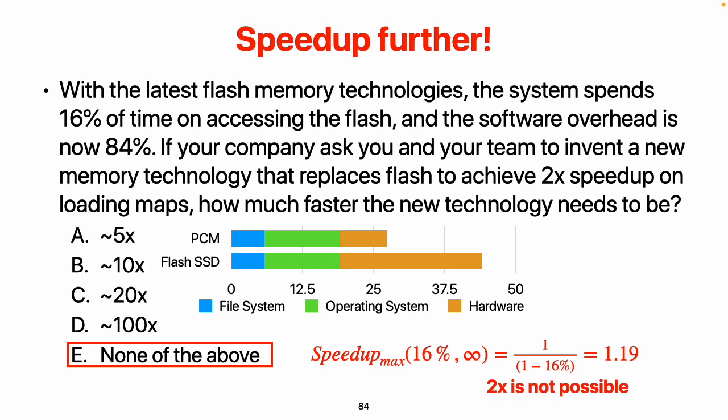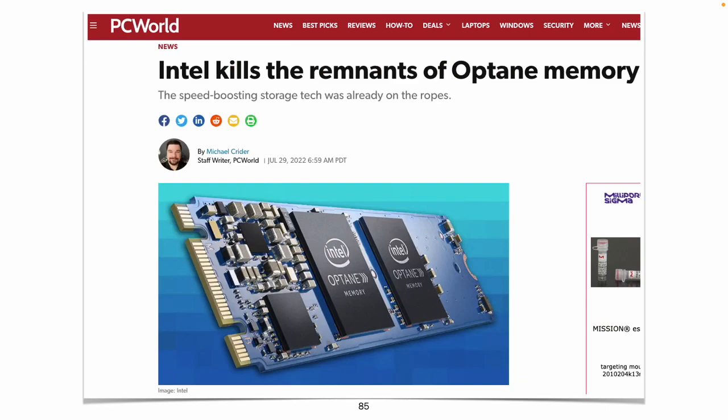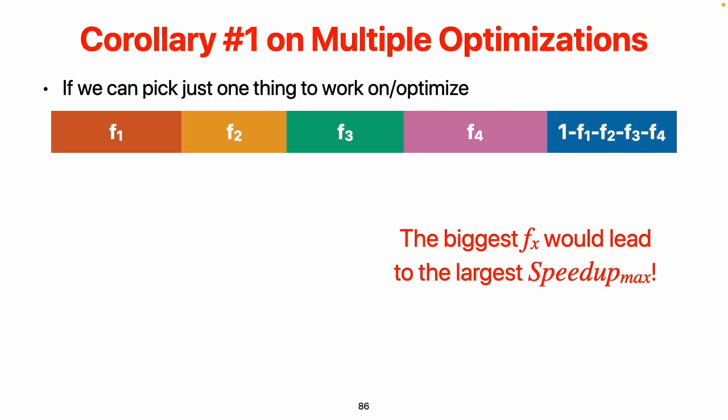And that also explains why Intel finally killed Optane memory, which is a faster SSD. Because right now, we don't find a sufficient amount of stuff spending significant enough time to make the economics of a new storage device work. All right, so that's the implication of Amdahl's law. That's something we can learn from the businessman: what's the maximum potential of that?